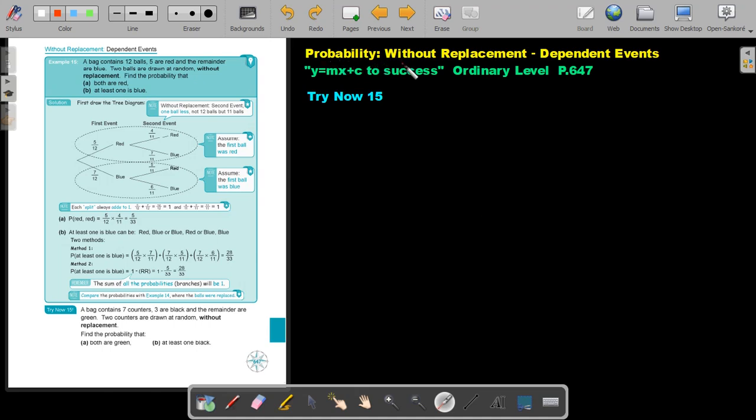Probability without replacement, dependent events. You will find this on page 647 in the Namibia Mathematics Ordinary Level textbook. Without replacement, what does that mean?